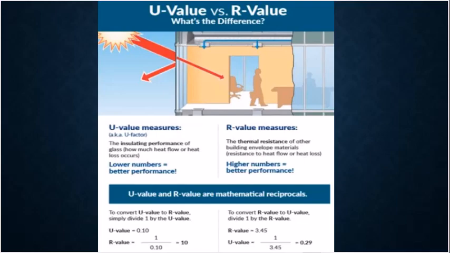To convert U-value to R-value, divide 1 by the U-value. To convert R-value to U-value, divide 1 by the R-value. Example. If a window has a U-value of 0.10, its R-value is 1 divided by 0.10 equals 10. If a wall has an R-value of 3.45, its U-value is 1 divided by 3.45 equals 0.29.